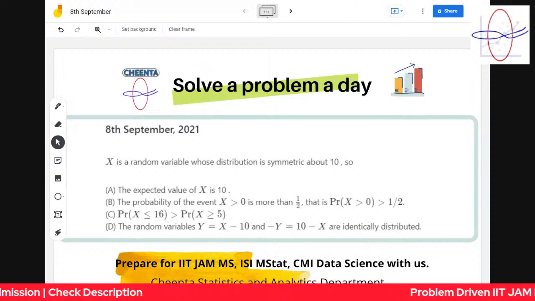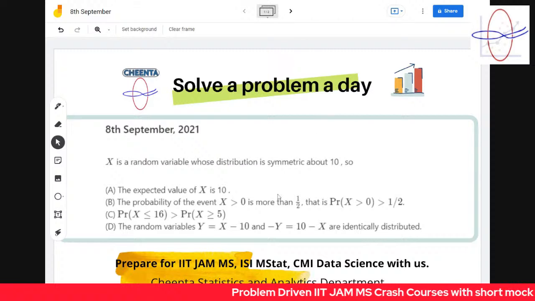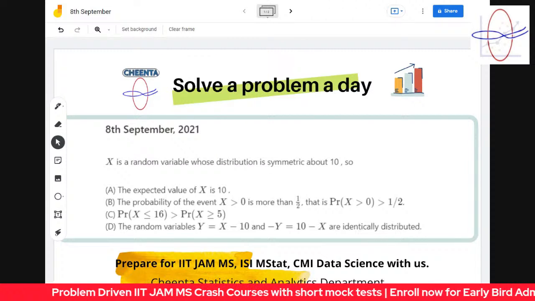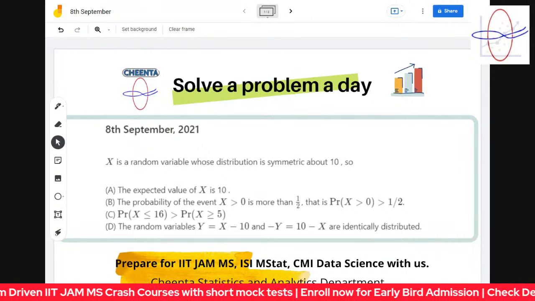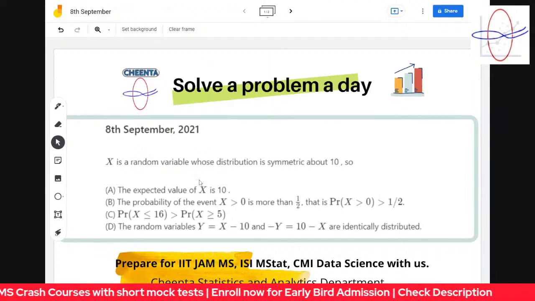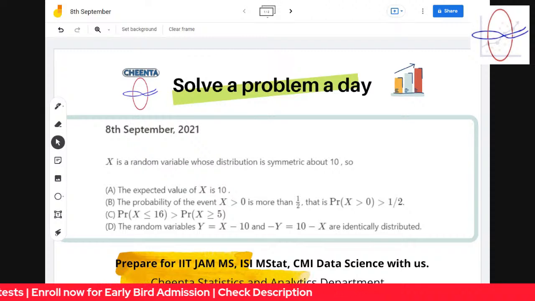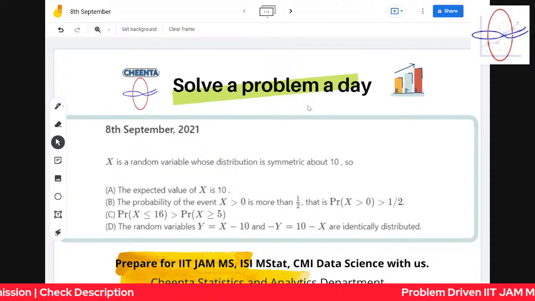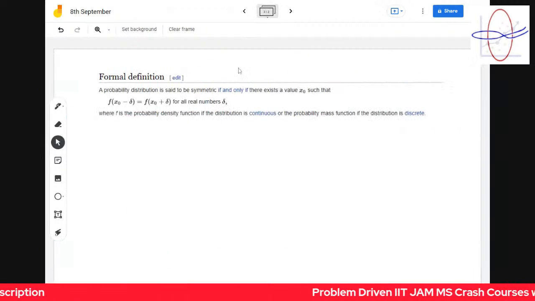Okay, guys, so this problem revolves around a fact about the symmetric random variable. It's asking: X is a symmetric random variable, and which of the following parts are true? Let's check out how to do this problem. First of all, let's define a symmetric random variable.